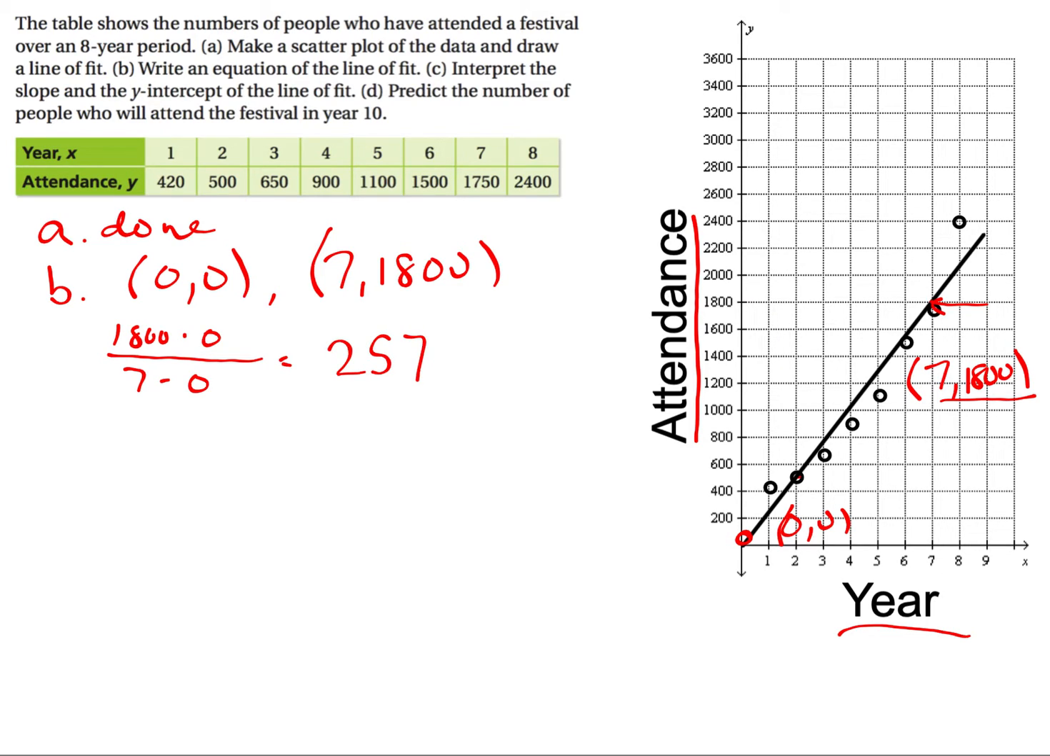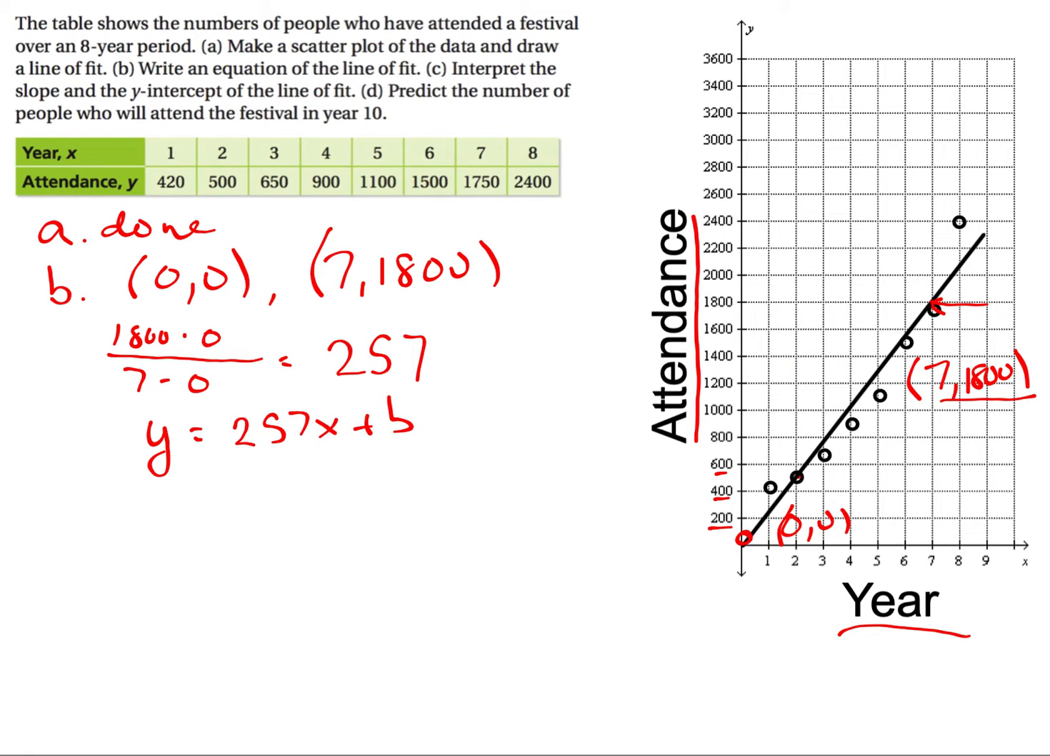I get 257.1428. So 257.1. In fact, I'm just going to make it 257, round to the nearest whole number. Because 257, rounded to the nearest whole number, if you look at our numbers 200, 400, 600, 800, it's going to be pretty accurate even going to the nearest whole number. So y is 257x plus b.